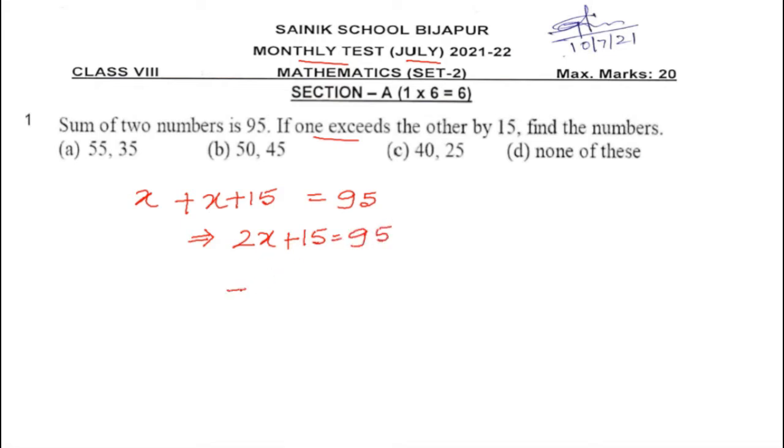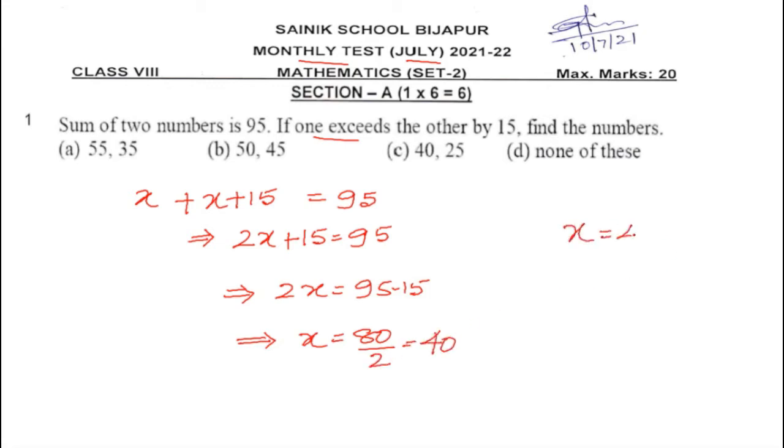When 15 is transposed to the right hand side, we get 2x as 95 minus 15, which is 80. So x will be 80 upon 2, which is 40. So one of the numbers is 40 and the other number is x plus 15, which is 55. This particular option is missing in the answers. So none of these is the right option for the question.